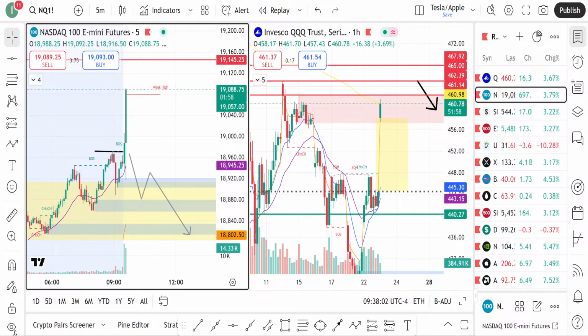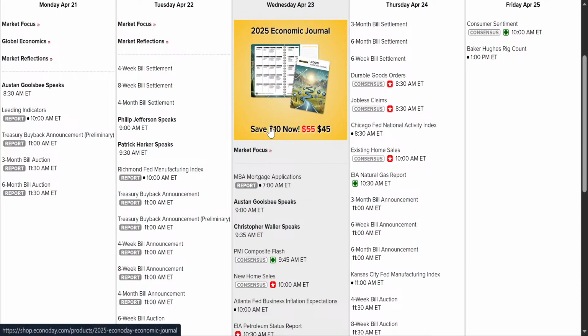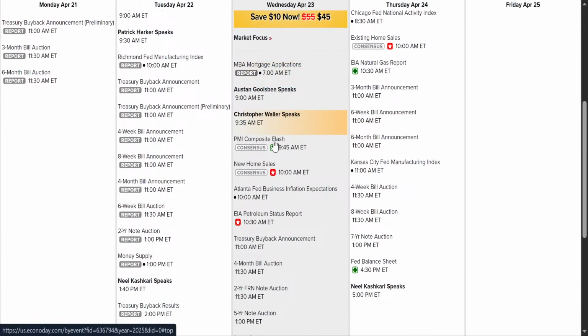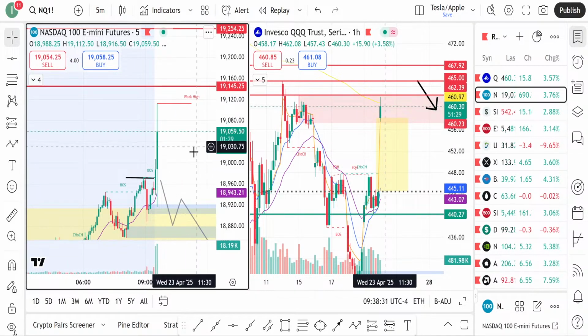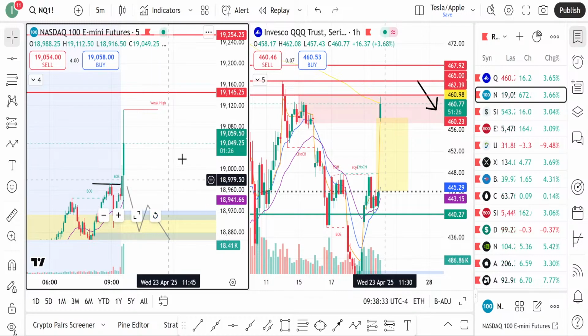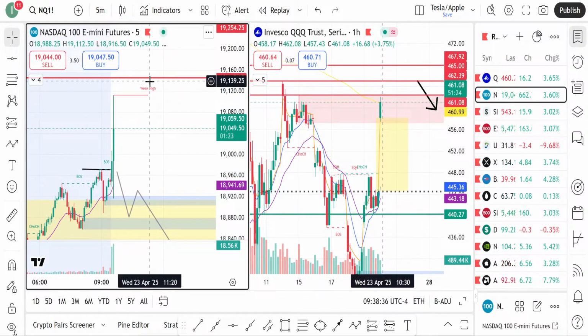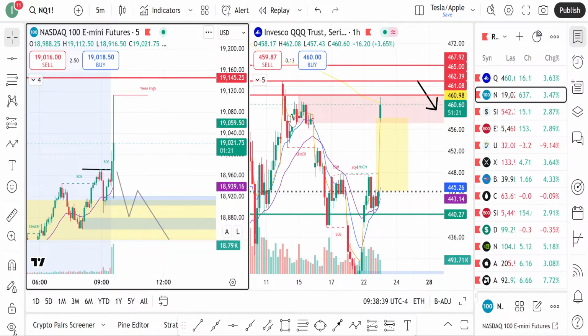It's also 9:38. Let's see if we have any news going on today. We got PMI composite flash at 9:45. We got new home sales at 10 a.m. This I'm not too worried about, but these could move the market. So we got to be careful trading around those times. Other than that, good there. So it looks like price is trying to take out these highs right here, this high right here.